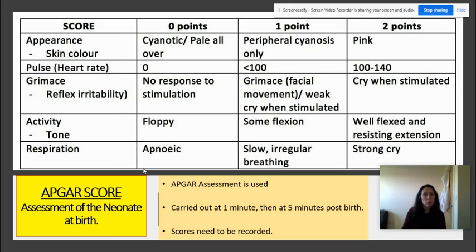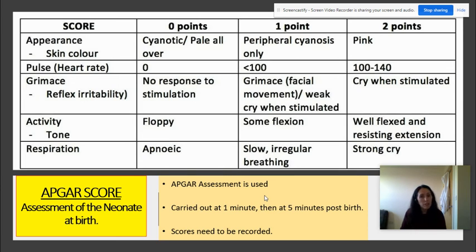Anyway, recap on APGAR score. This is what it stands for. 0 points for bad, 2 points for good, 1 point for in between. Do it at 1 minute, do it at 5 minutes. Write them both down on your PCR or your PRF.